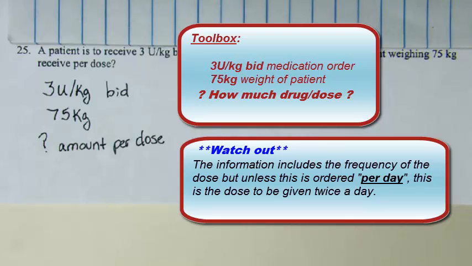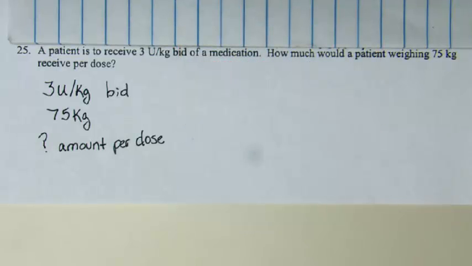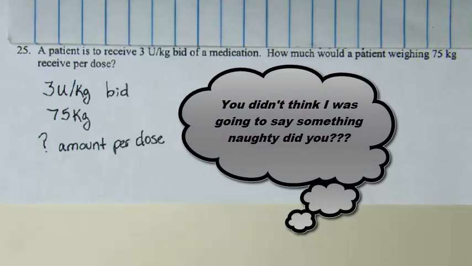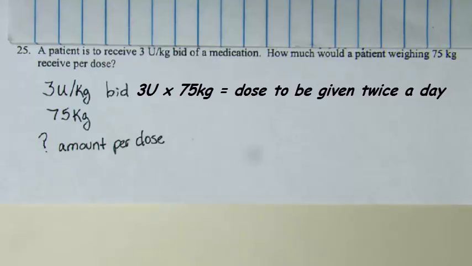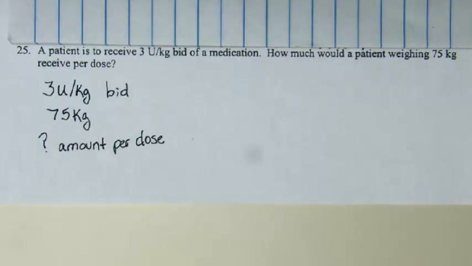This is a good example of a question that is easy. Well, there's no shortage of ways to say it, but foul it up. The reason for that is, though the frequency is included, that is actually stating 3 units per kilogram are given twice a day, but that is the single dose.